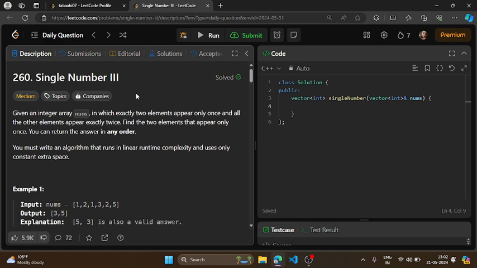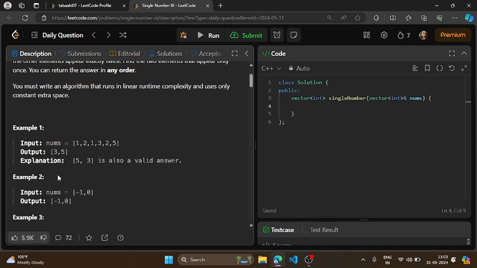In the question, it is given that we are given an integer array where exactly two elements appear only once and all other elements appear exactly twice, right? So we have to find those two elements which appear once. This is our question. We have to write the algorithm in constant extra space and linear runtime. Like we cannot use any extra space for this question, right?